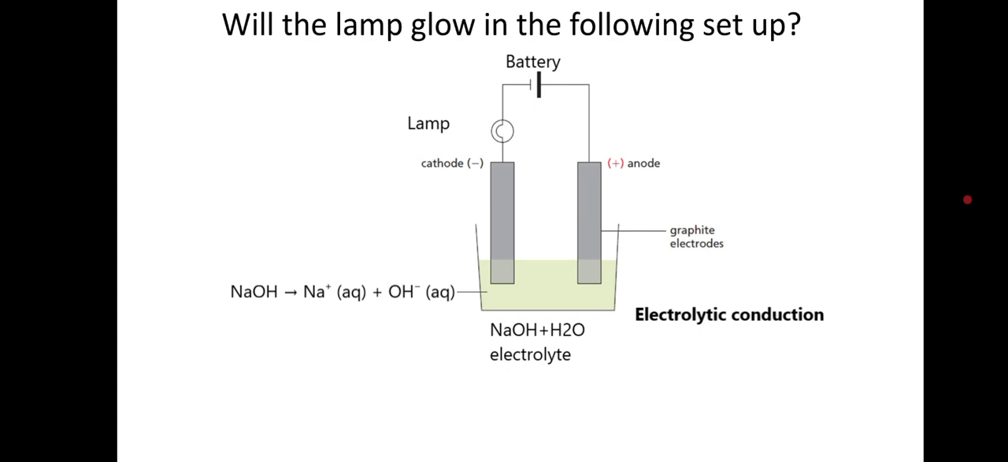So, the battery and the electrolyte: the stronger the electrolyte, the brighter the lamp. The stronger the battery voltage, the brighter the lamp. So definitely the current will be flowing through the external circuit, thereby the lamp will glow.